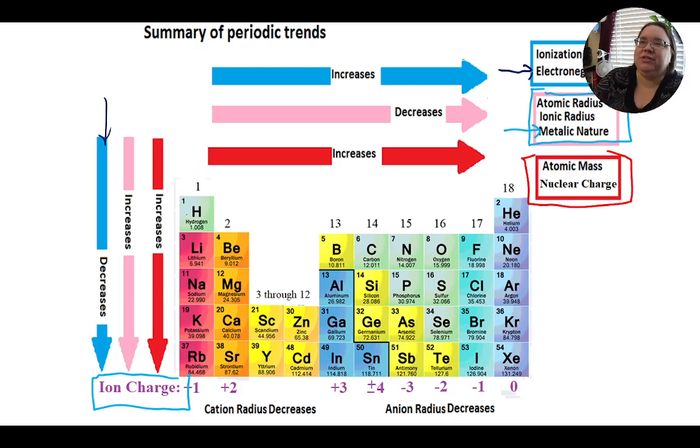That is it for today. We will actually look at using these trends to put elements in order and using information about the trends to predict what element we are trying to identify. That is all for today.